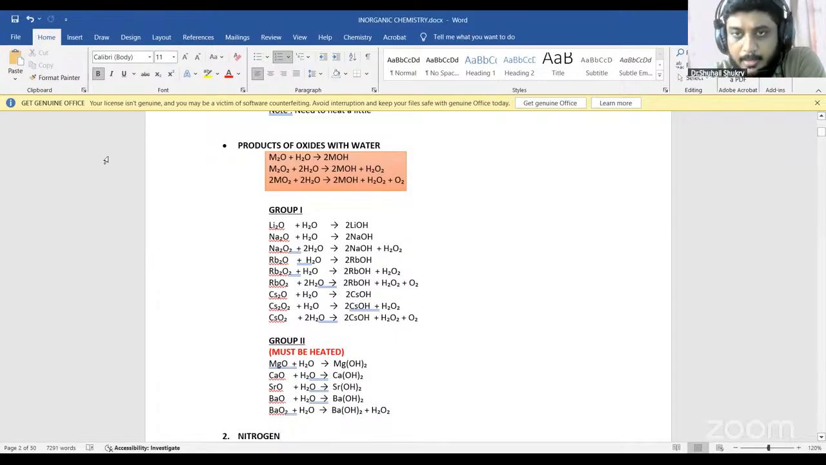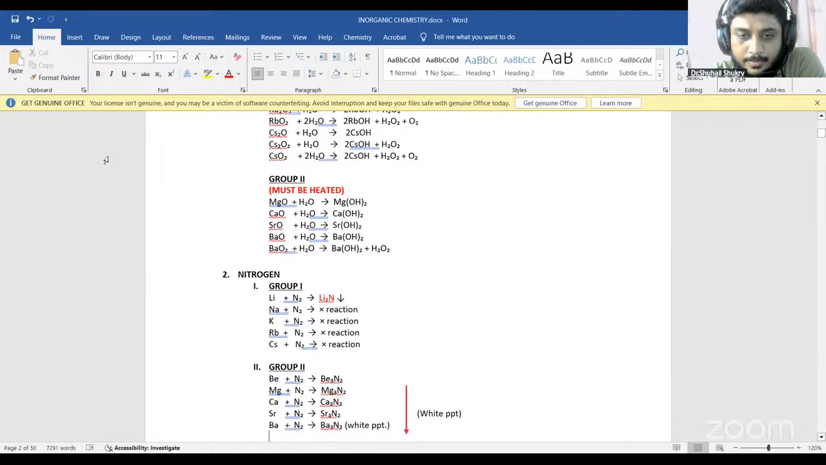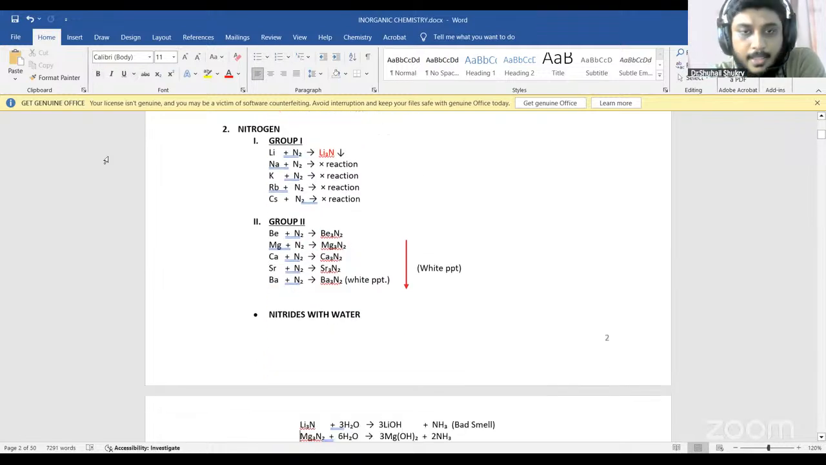So all correct. Well done. Now let's go for nitrogen, because you should know these valencies. What is nitrogen's valency? 3. Lithium's valency is 2.